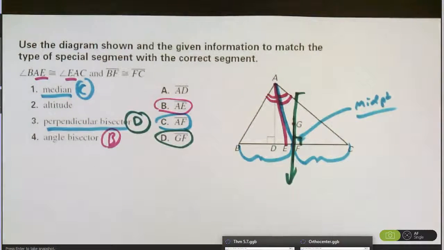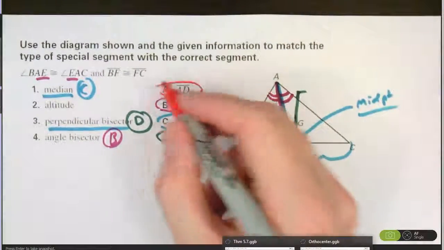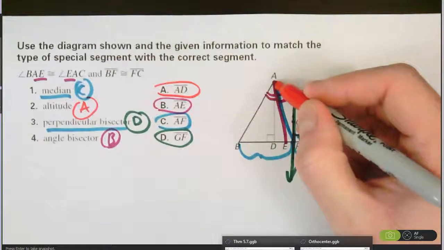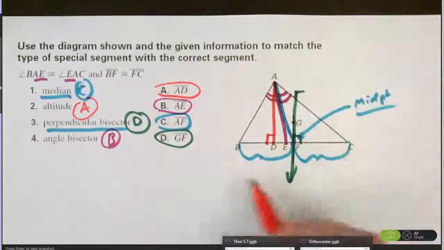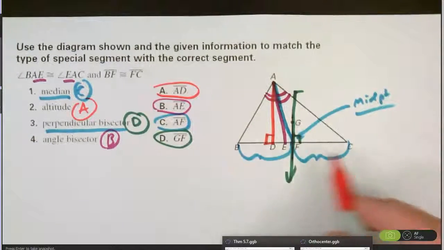So D there. And then, last but not least, the altitude is the one that's left over. Obviously, it must be A. But if I look at the drawing, from A to D, I go from a vertex, and I'm just perpendicular. I didn't cut anything in half.